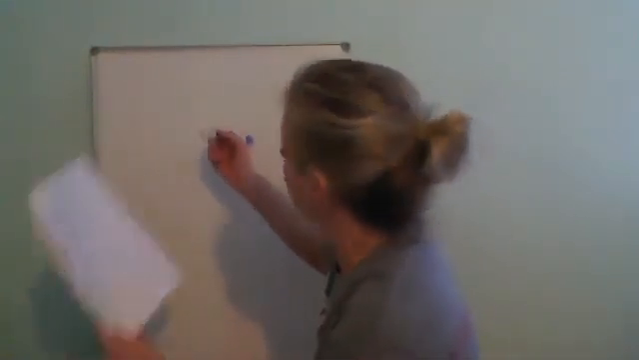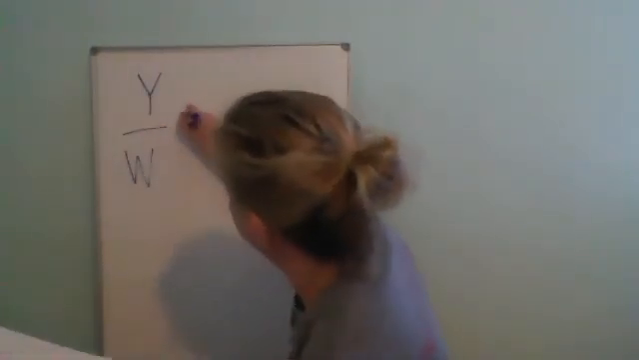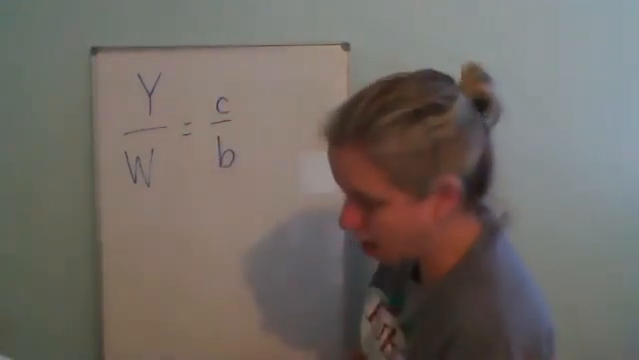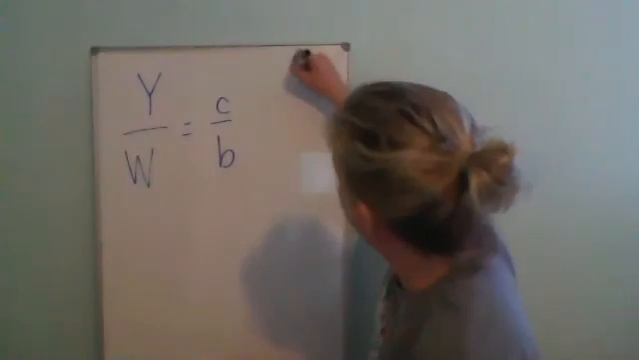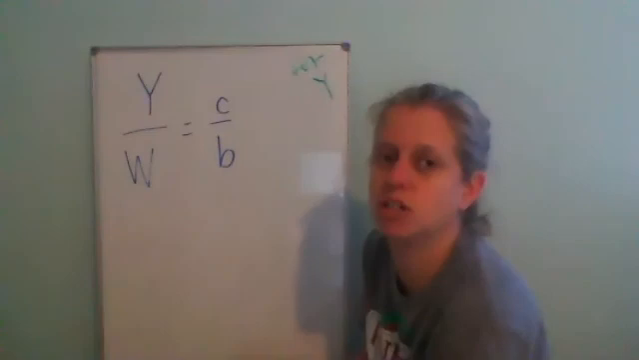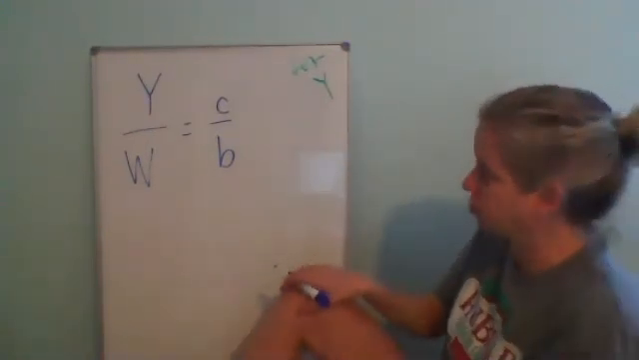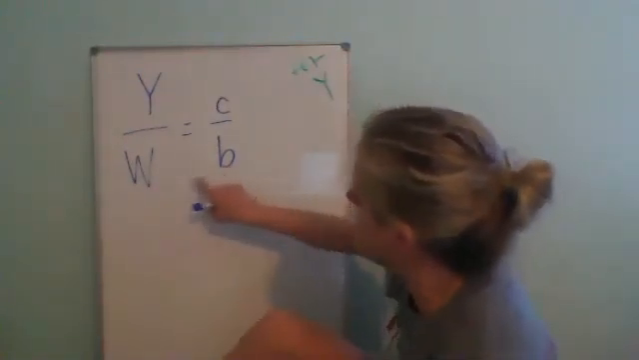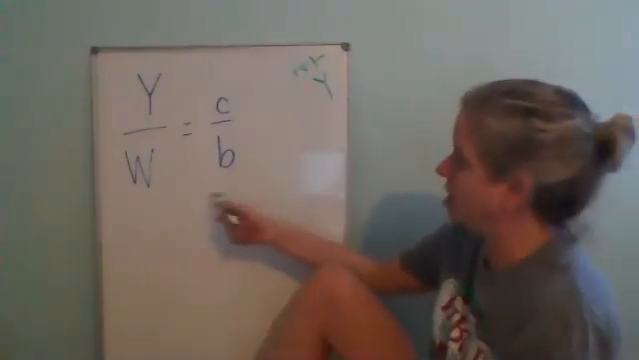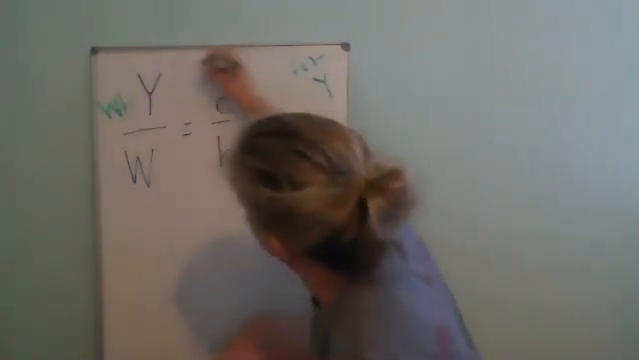Let's see, I've got y over w equals c over b. And I'm solving it for y. But remember, I'm not going to worry about what I'm solving it for yet. The first thing I'm going to do is make my equation not have fractions. And the way that you do that is you multiply by the least common multiple. Well, look at my two denominators. One's a w and one's a b. The only thing I know of that w and b go into is wb.